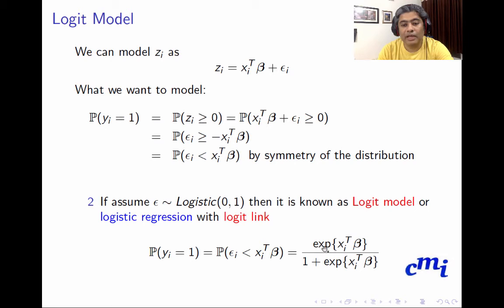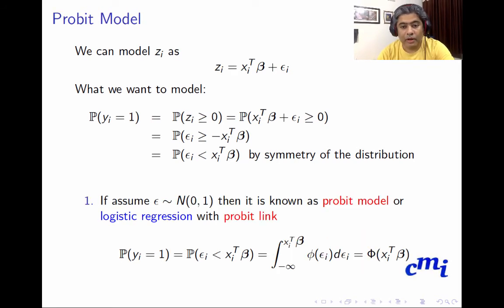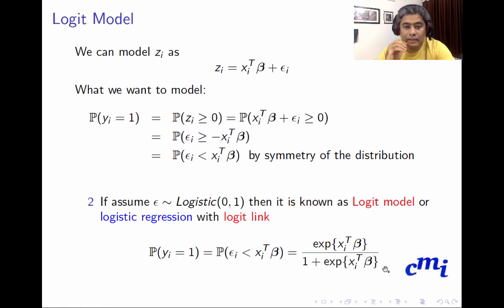So we just plug in e to the power xi transpose beta divided by 1 plus e to the power xi transpose beta. In the previous case, we don't know the closed form of the CDF of the normal distribution or the Gaussian distribution, so we can write only up to this. But in the logistic distribution case, we know the explicit form of the CDF. So we plug in the explicit form of the CDF to be e to the power xi transpose beta divided by 1 plus e to the power xi transpose beta.